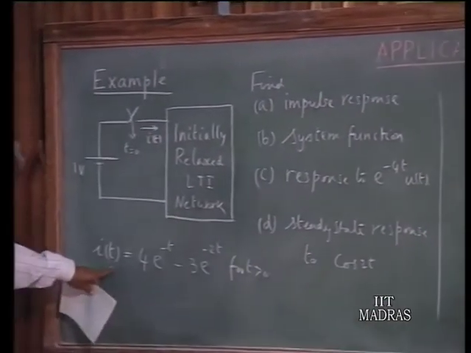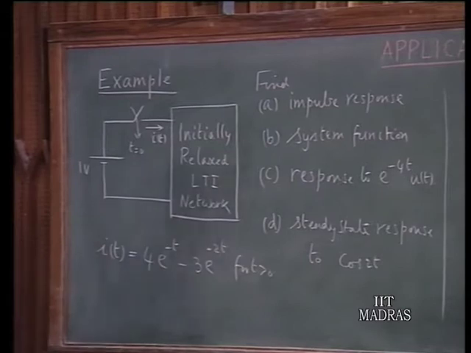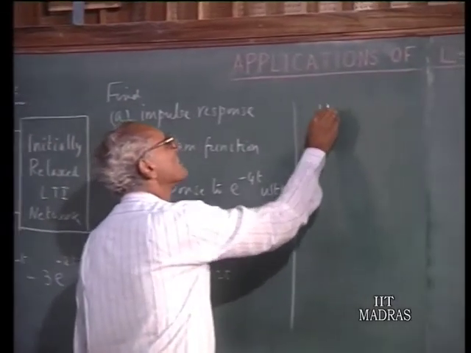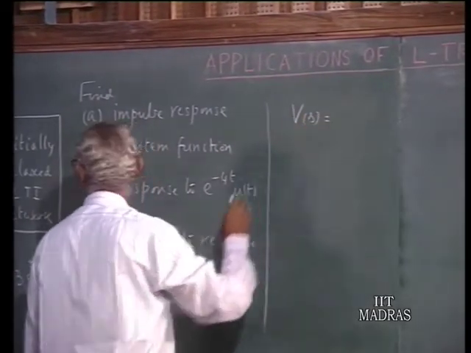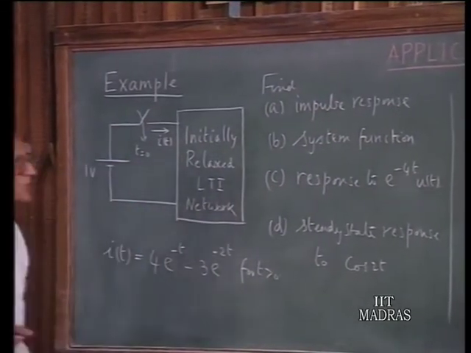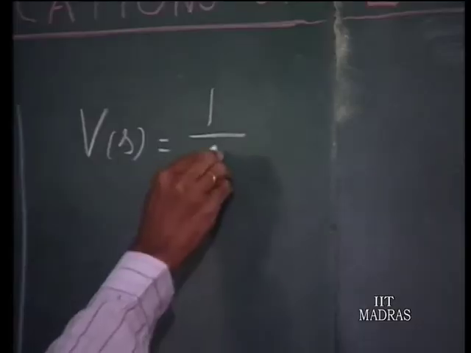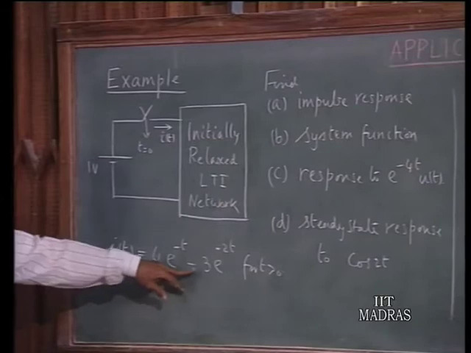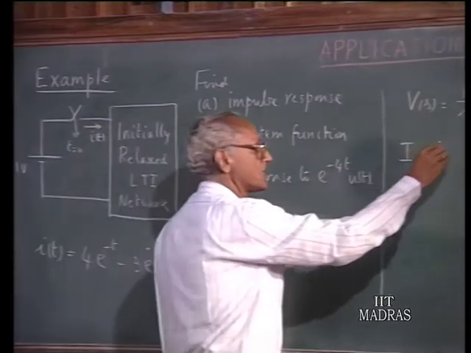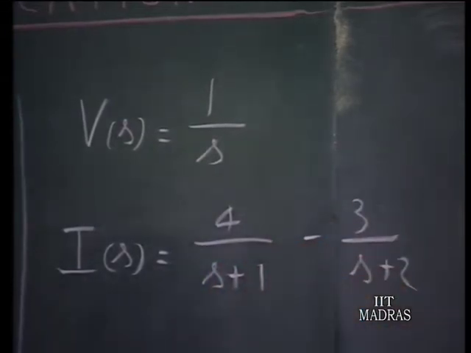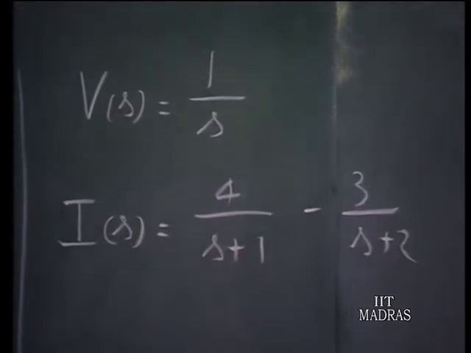Now the input is 1 volt and the output is 4 e to the power of minus t minus 3 e to the power of minus 2t. Therefore the input Laplace transform is 1 volt. So 1 volt is given at t equals 0 to this network. Therefore it is a step function really. V of s is 1 over s. The current in the network, as the Laplace transform of this, is 4 upon s plus 1 minus 3 upon s plus 2. That is the expression for the current.